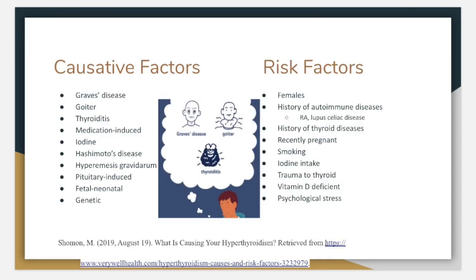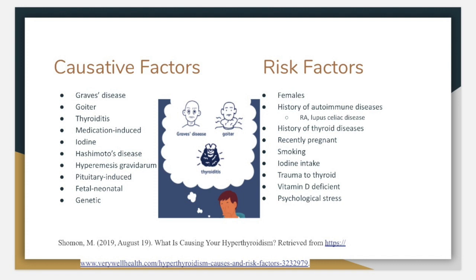So, causative and risk factors for hyperthyroidism. First, causative factors. Most common is Graves' disease, which is when the body produces antibodies that bind to the cells on the thyroid, causing the thyroid to secrete more hormones. Second is a goiter, which is nodules or lumps on the thyroid, causing an increase in thyroid hormones. Third is thyroiditis, which is an inflamed thyroid, and there are two different types. The first type is postpartum, which is after birth.